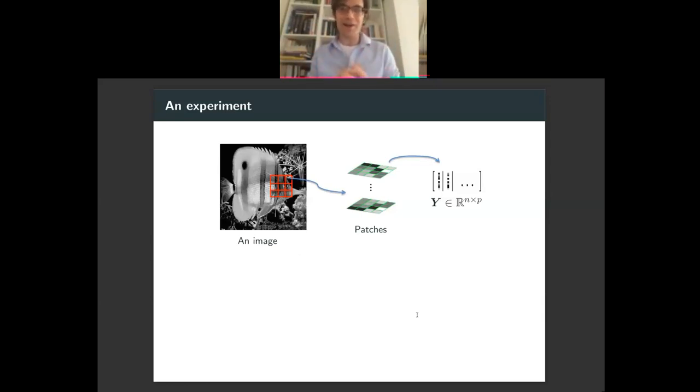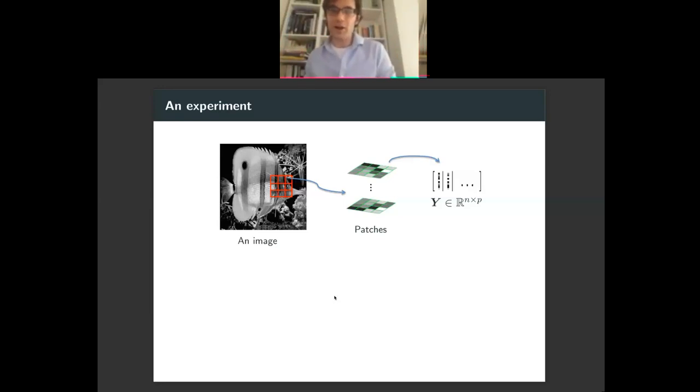In the modern context, you can kind of see this as a baby version of representation learning. So in this experiment, I'm going to take this image and try to learn a concise representation for that image. The way I'm going to do it is I'll take the picture, chunk it up into patches, and then put those patches as columns of a big matrix, which I'll call Y.